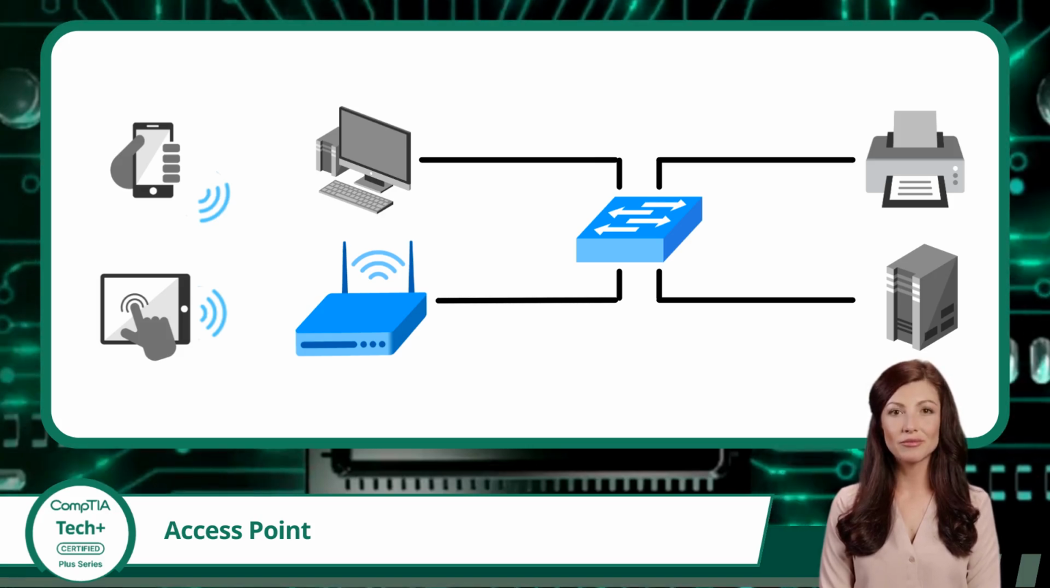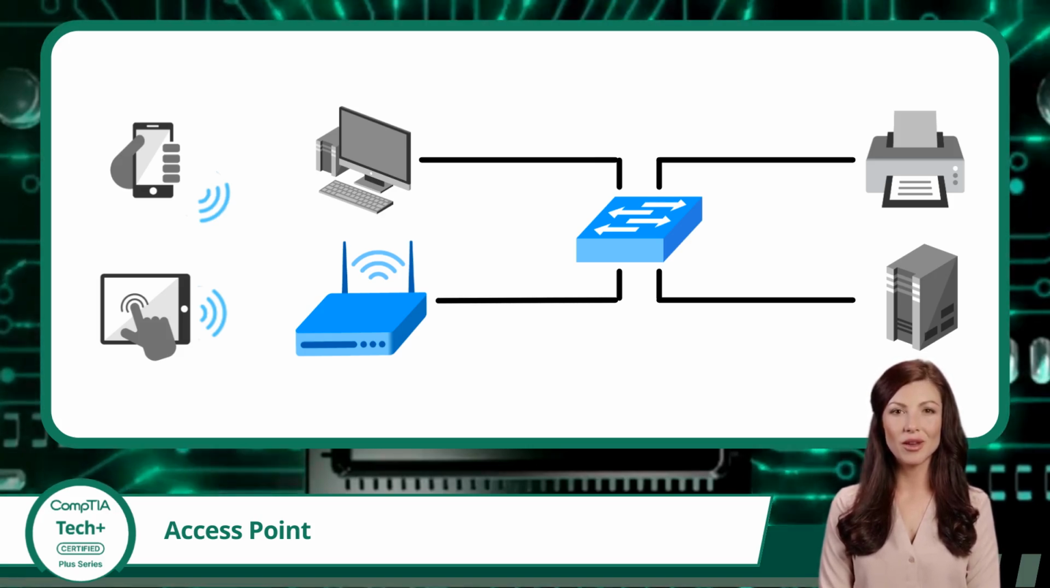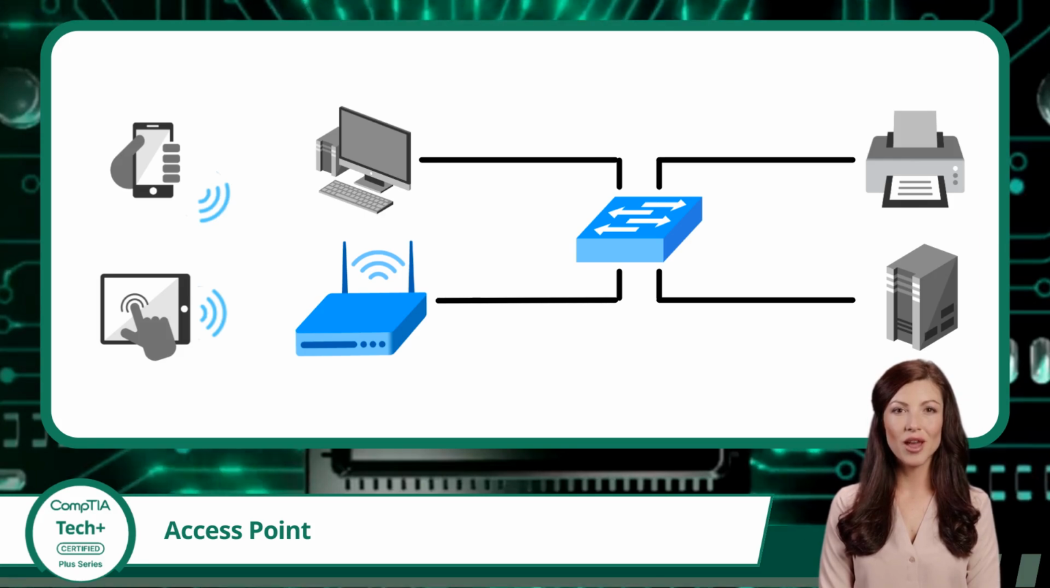So if this all sounds familiar, like something a network switch would do, you're not wrong. A wireless access point is essentially a wireless version of a switch. It provides local connectivity, but without the tangle of Ethernet cables.